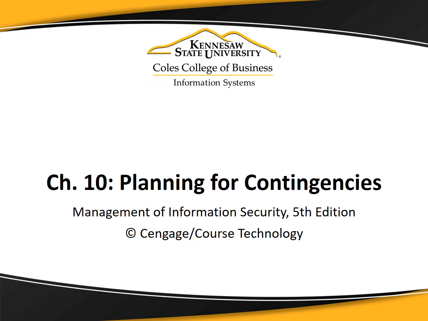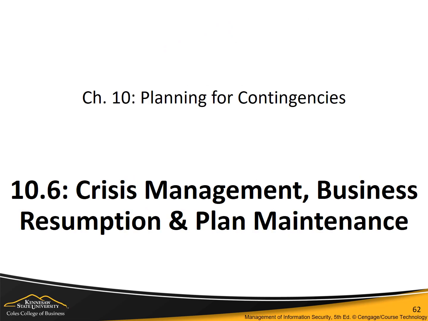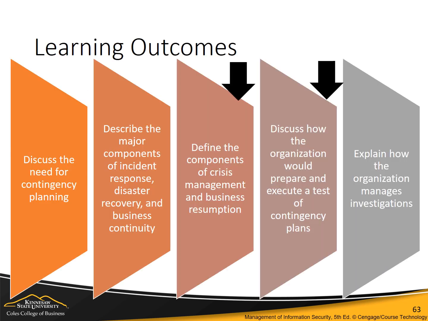We continue Chapter 10, Planning for Contingencies. This is Section 6, Crisis Management, Business Resumption, and Plan Maintenance. This section will cover the following learning outcomes: define the components of crisis management and business resumption, and discuss how the organization would prepare and execute a test of contingency plans.